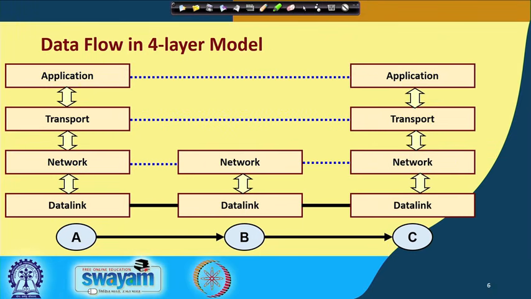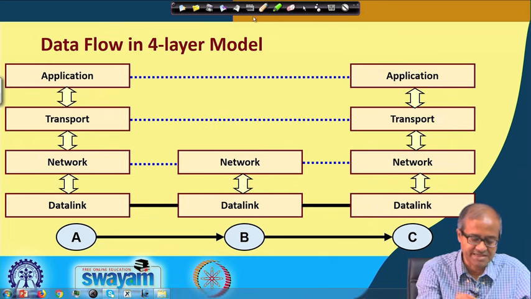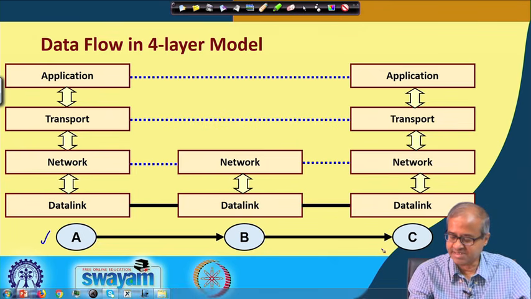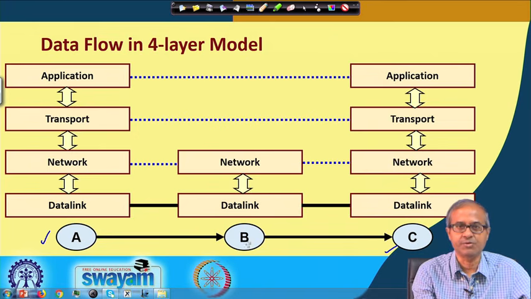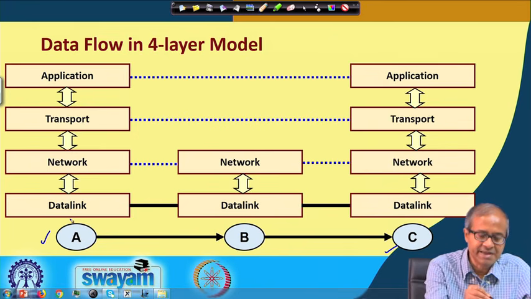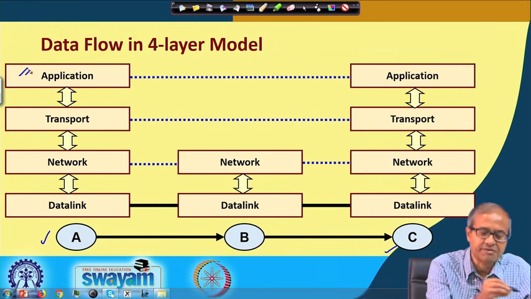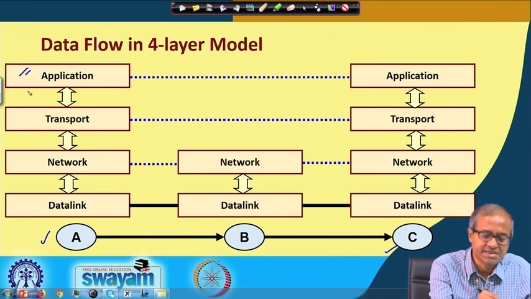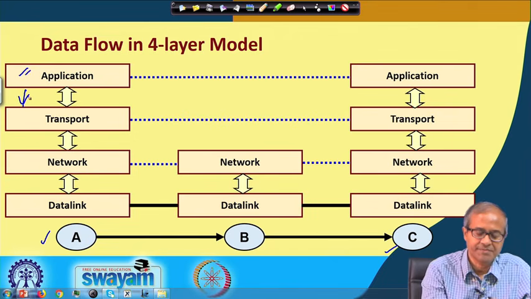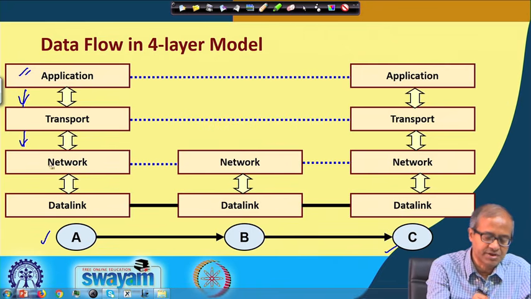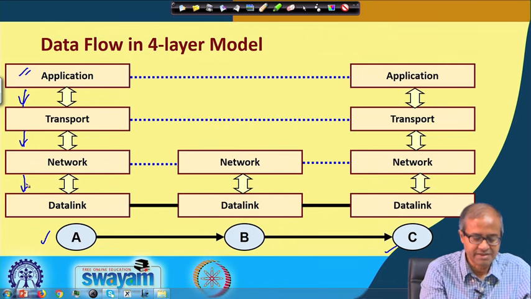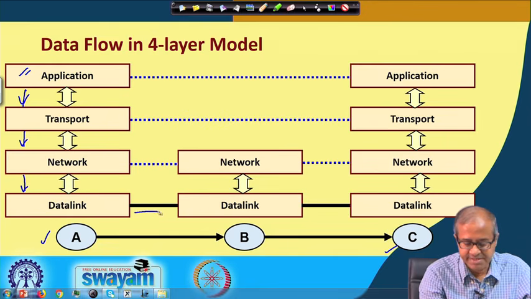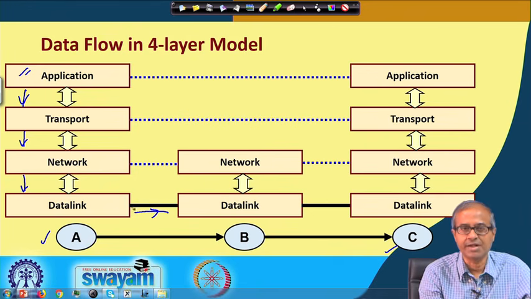Now, in this 4-layer model, when you think of the data transmission, again it is somewhat simplified, as you can see here. A is the sender, C is the receiver and B is an intermediate node. A generates some data from some application, from the application it goes down to the transport layer, from the transport layer to the network layer, to the data link layer, and the data link layer sends the data actually over the data link or the point to point link.